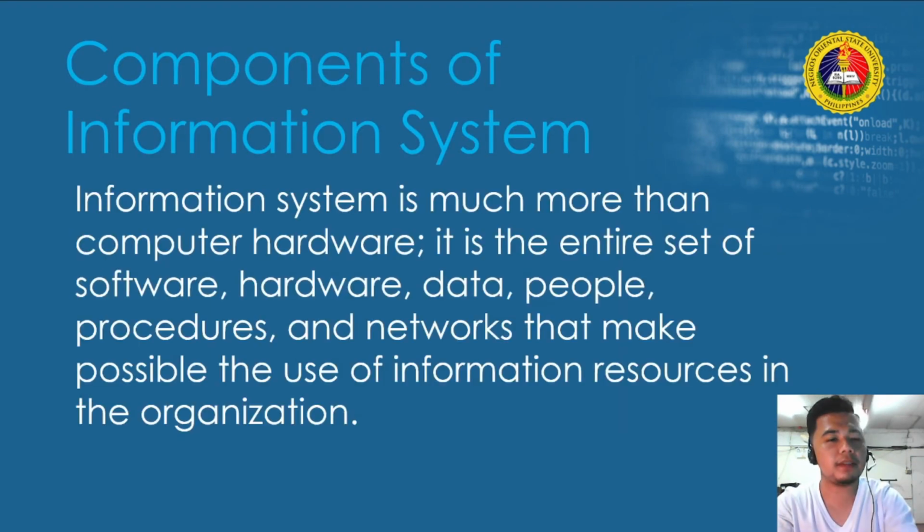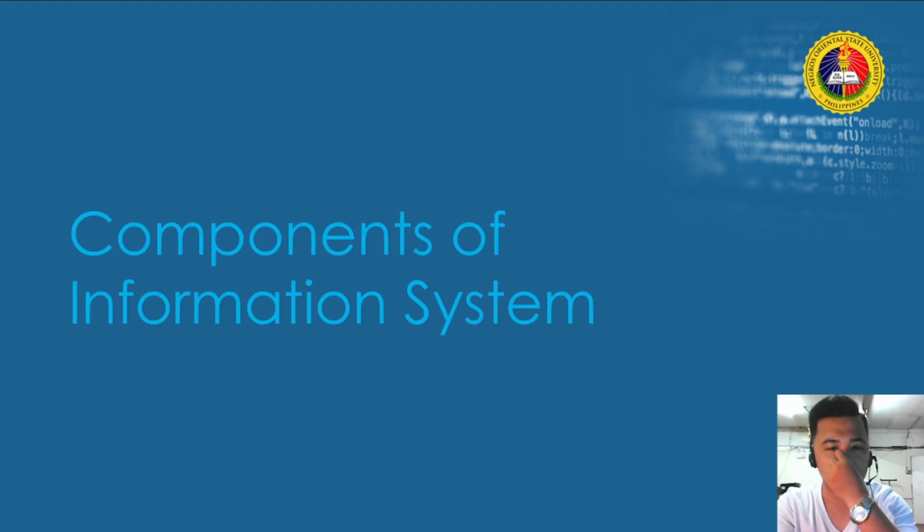So this time, let's talk about the components of information system. Again, what we've discussed a while ago is about understanding why information needs to be protected because of its characteristics. Okay, and then this time we are going to talk about the areas where the information must be protected.